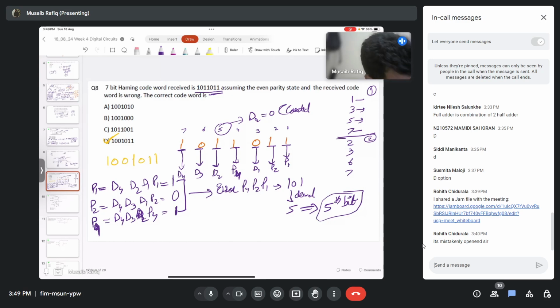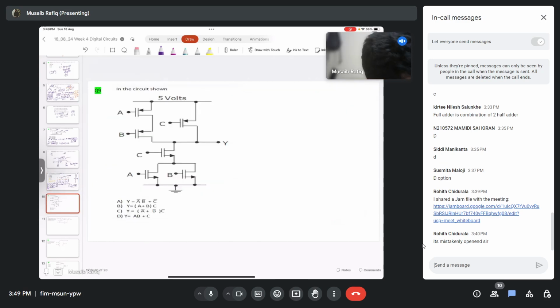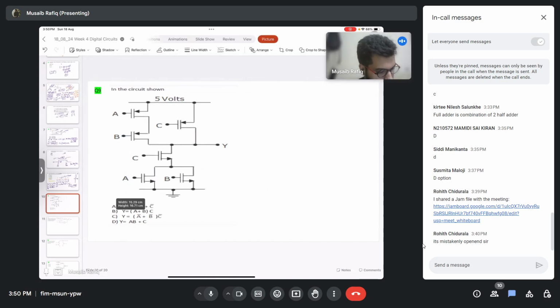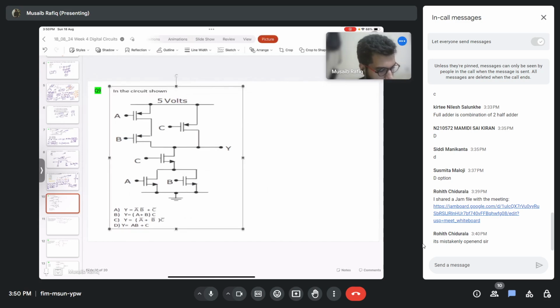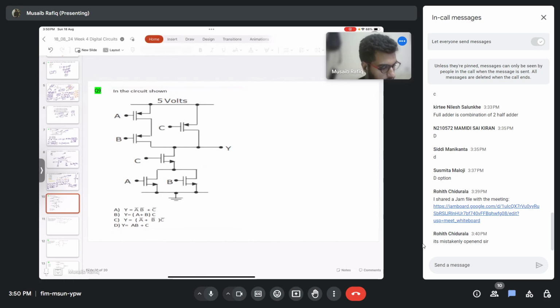So coming to question number 9 of today's live session, I have marked it in green. That means I want you guys to do it first, and then I'll show you the solution. The question reads: in the circuit shown, what is Y equal to? So the circuit given here is this, and you need to figure out what the output Y equals. Do it. I'll give you 2-3 minutes.